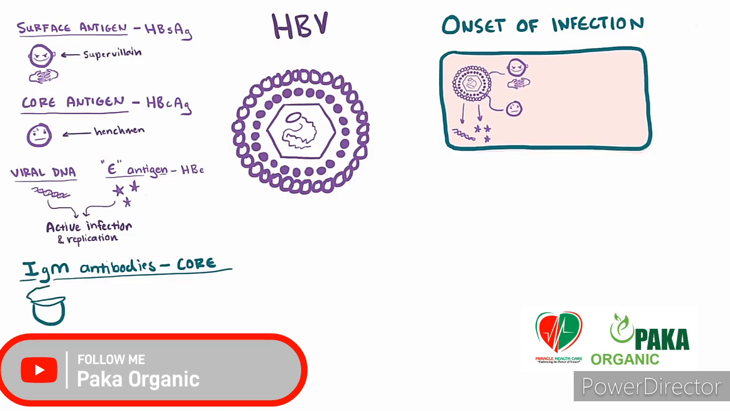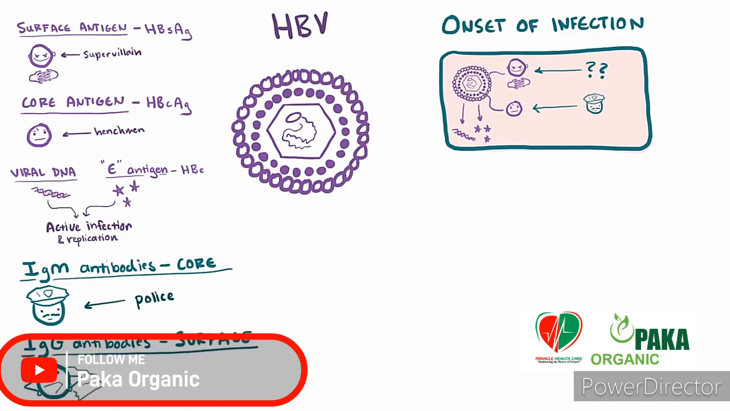So think of these like your basic police force that work against the core henchmen. These antibodies hack away at the core antigens, and they really try their hardest, but in order to actually defeat this villain, this virus, you need to go for the supervillain, right? The surface antigen. So we need a superhero to go after it. So in this story, the IgG antibody for the surface antigen is our superhero.